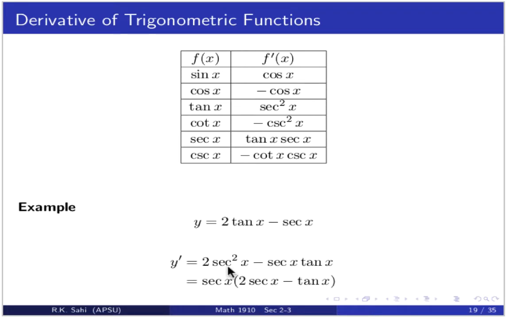Now clearly you can see secant is common in both these terms. You can take the secant out. What you're left with is 2 times secant x minus tangent x, and that's where you can leave.